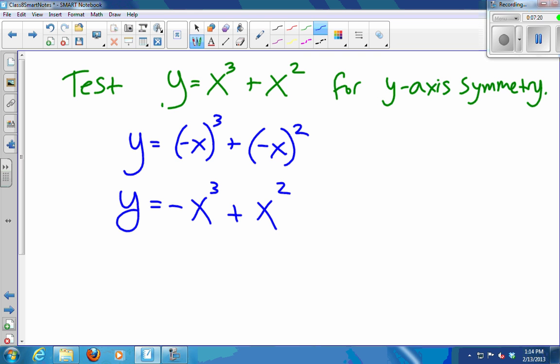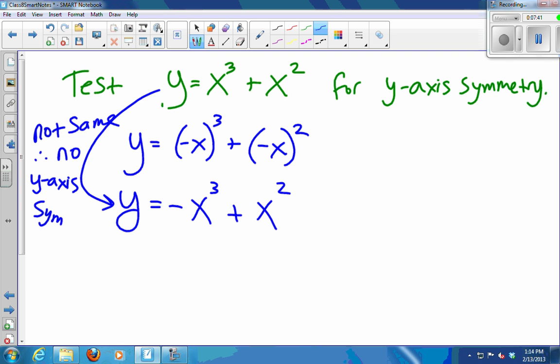So in my equation, I replaced x with negative x and y with negative y. Are these two the same? No, not the same. So I do not have y-axis symmetry. Those three little dots mean therefore, by the way.